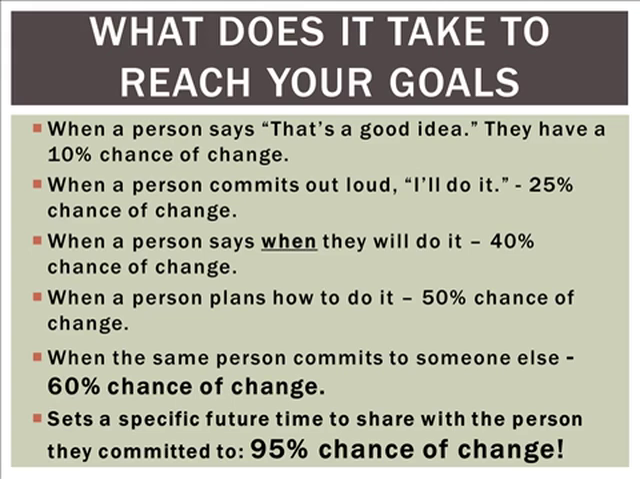You've got a 40% chance of change. When a person plans how to do it, 50% chance of change. But when the person commits to someone else, that's when it goes up to 60%. And if they'll do a specific time in the future, and they'll do it on a weekly basis, their chances of change go up to 95%. So the key here is we've got it when, it's written down, it's committed to out loud, and it's committed to a weekly process of accountability.